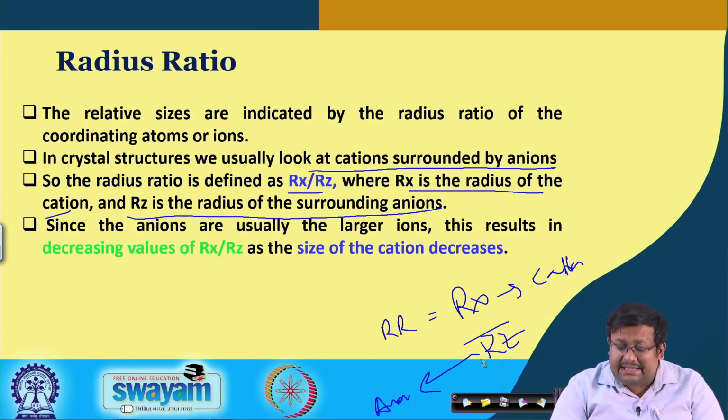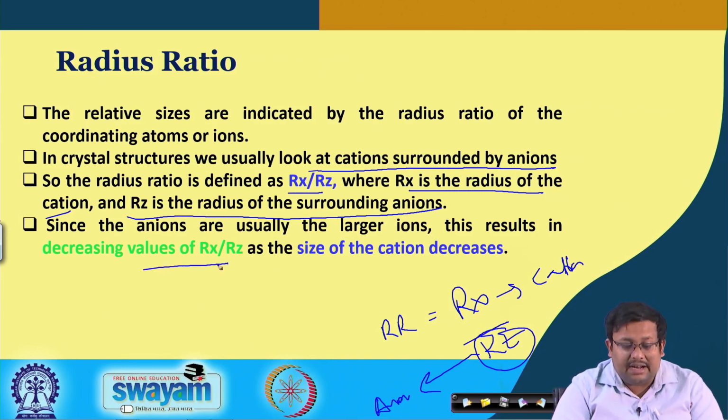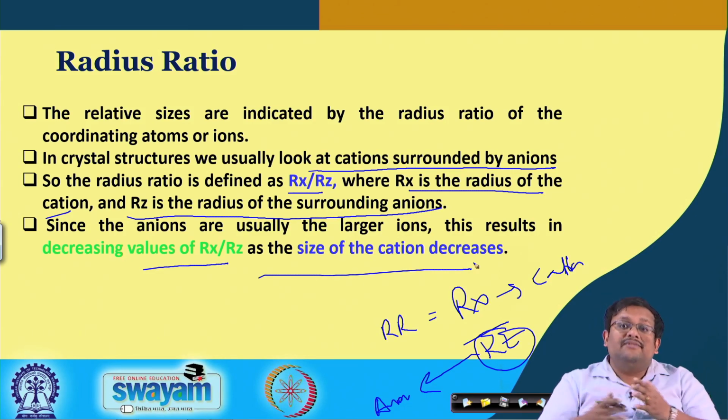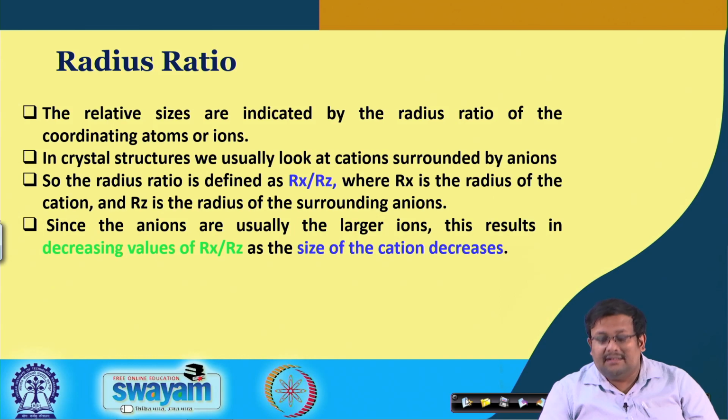So, basically the radius ratio is the ratio of the radius of the cations to the radius of the surrounding anions. Now, since the anions are usually larger, the result is decreasing values of Rx over Rz as the size of the cation decreases. So, when the size of the cation decreases, obviously this radius ratio further goes down. So, what is the problem in that?